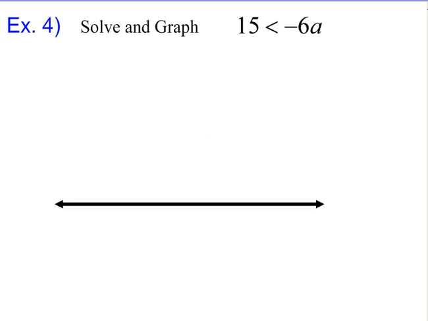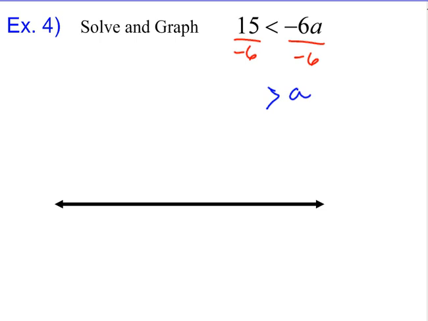Let's take a look here at a problem. 15 is less than -6a. Again, we have the a on the other side. That doesn't bother us. We just want to still get it alone. So let's divide both sides by -6. Now this time it's going to change it, isn't it? Because we're dividing by a negative number. So let's flip the sign right away because we know that's what's going to happen.